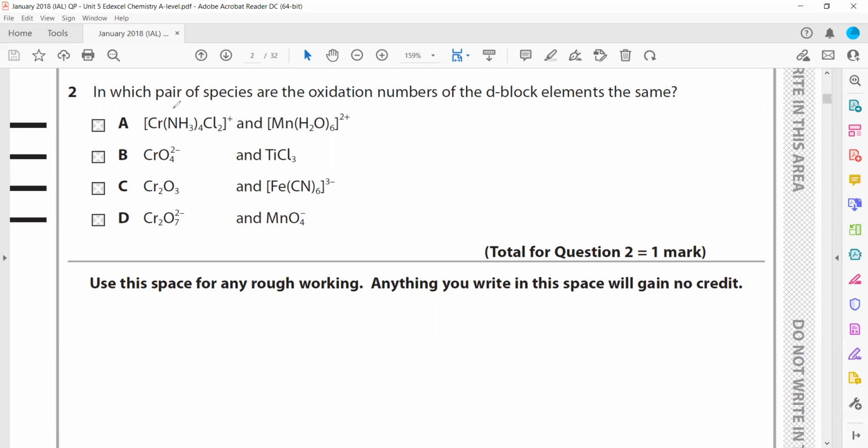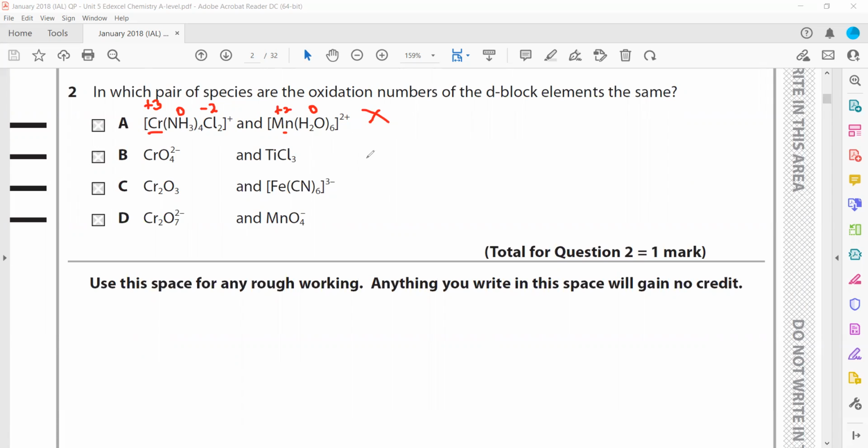So when we check, ammonia is a neutral ligand, and the overall charge on the complex is plus. Each chlorine is -1, so 2 chlorine will be -2. So what should be the oxidation number of chromium here? +3, because the overall charge is +1. Here, water is a neutral ligand, so manganese should be +2. So the two metals do not have the same oxidation number, so it is not this one.